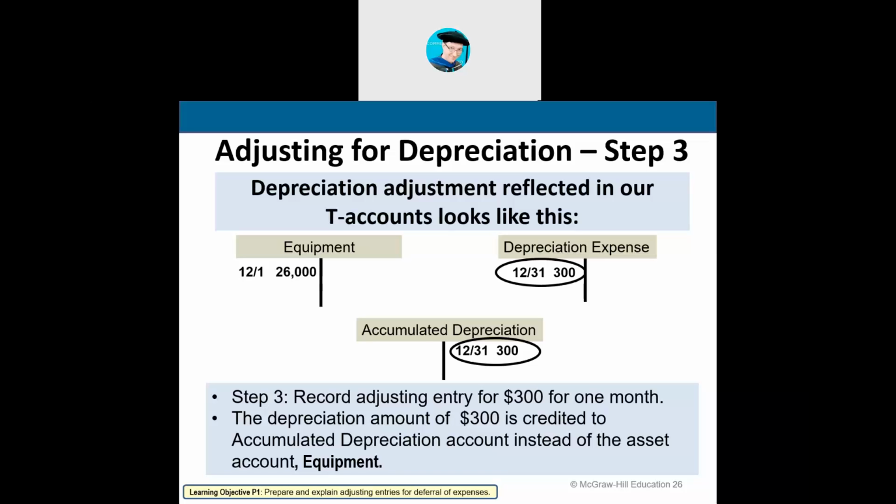So, equipment. We purchased it for $26,000. We debit equipment and credit cash. That was our first transaction when we bought the forklift. Bought the forklift for $26,000: debit equipment, credit cash.